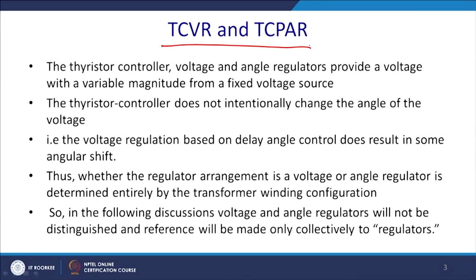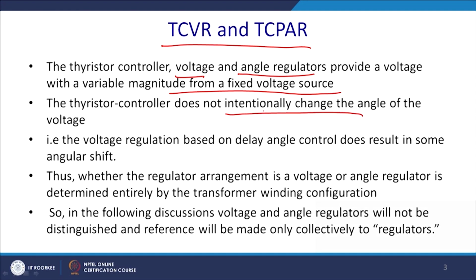These are both thyristor controlled, so you have control on the turn on, and it has to be commutated, or line commutated, for turn off. For this reason, the thyristor controlled voltage and angle regulator provides a voltage with variable magnitude from a fixed voltage source by changing the firing angle of the thyristor. This thyristor control does not intentionally change the angle of the voltage.